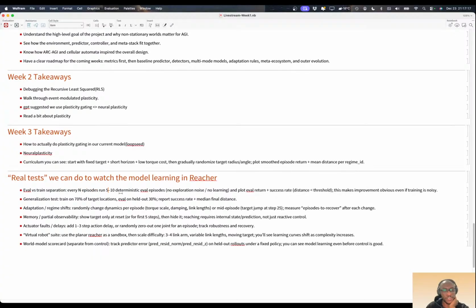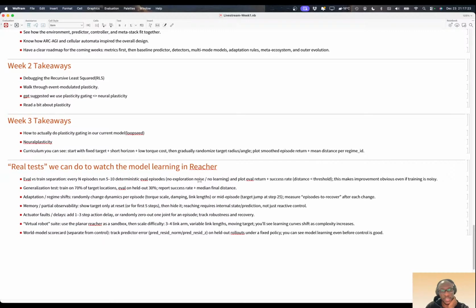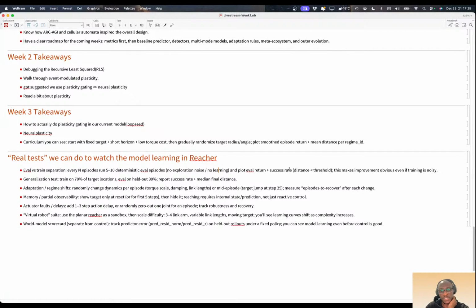Run 5 to 10 deterministic episodes, no exploration, no learning, and plot evaluation. So this is what I want to show you today, and talk about metrics, and then success rate. We will measure success rate. We would set a threshold for how to measure success. I have done this, so I just want to talk about the results. And this makes improvement obvious even if training is noisy.